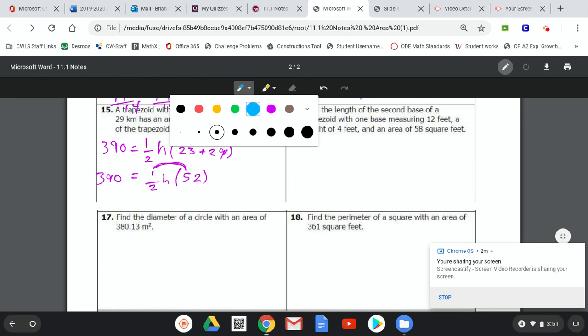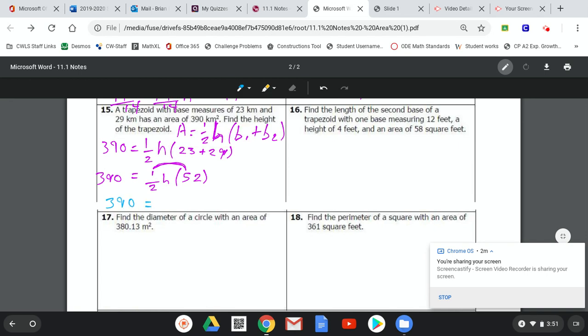I'm going to switch colors here so you guys don't lose me. All right. We're going to say 390 equals 26 times our height. Okay, and all we got to do is divide by 26. That's a pretty simple equation to solve, and our height is going to be 15 kilometers.